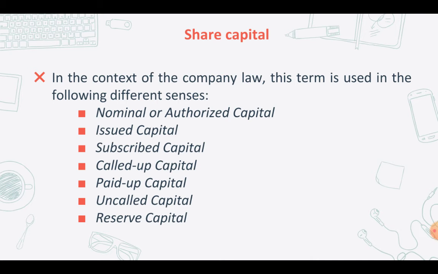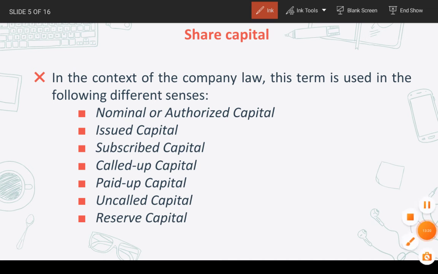So reserve capital is nothing more than the capital which you're keeping in reserve, for the bad days, whenever you may need it. It should not be called up for any other purpose except in the event of the company being wound up. So based on this, you can see that nominal capital is at the top, right?